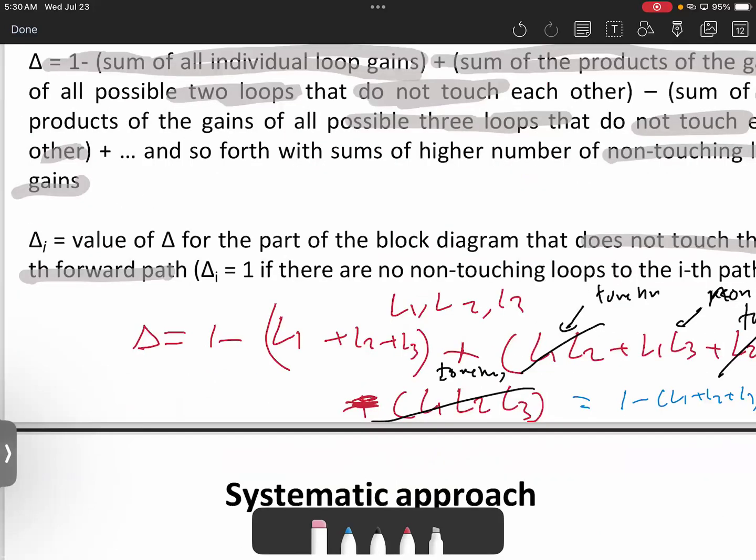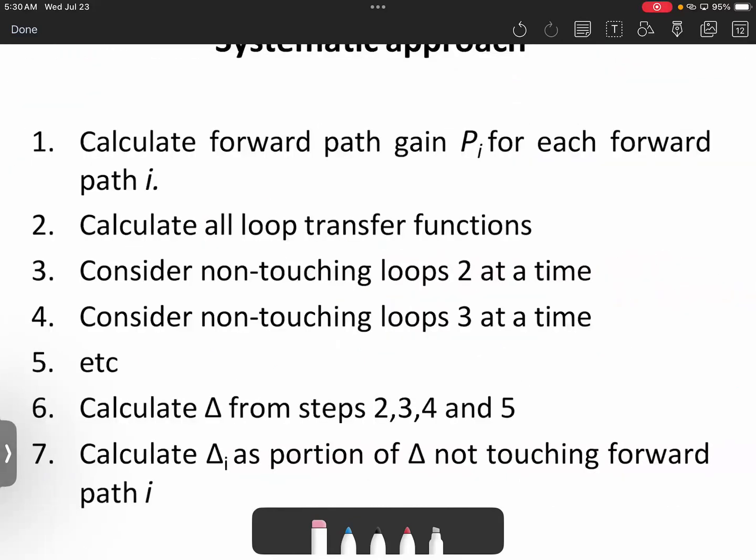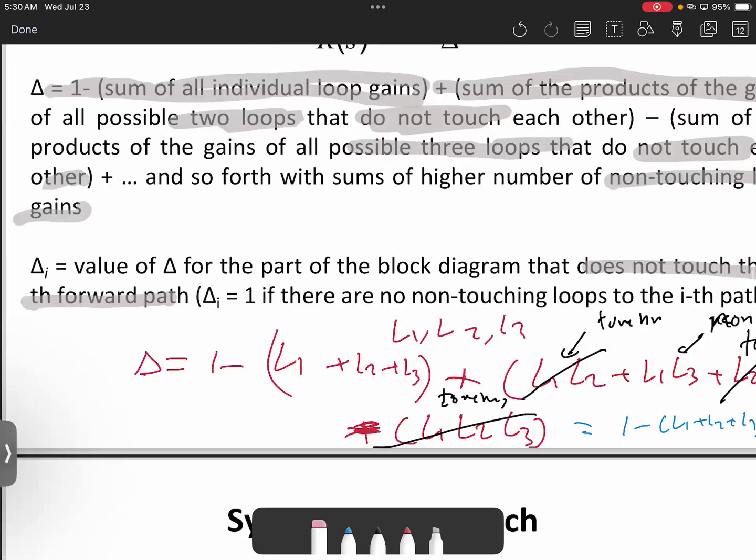For delta I, first, after determining delta, we look at path number 1 and see if it touches any of the loops. If yes, then any loop touching path number 1 will be considered 0. So it will be another round of touching and non-touching, but looking at which loops the path touches. If it's touching, then that loop is 0, not delta itself.